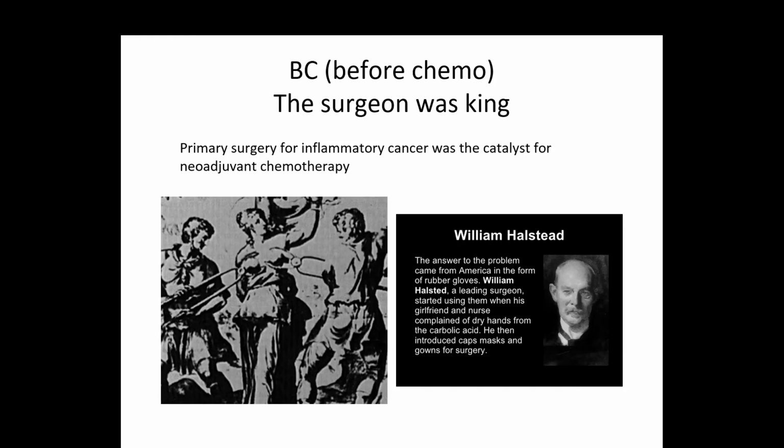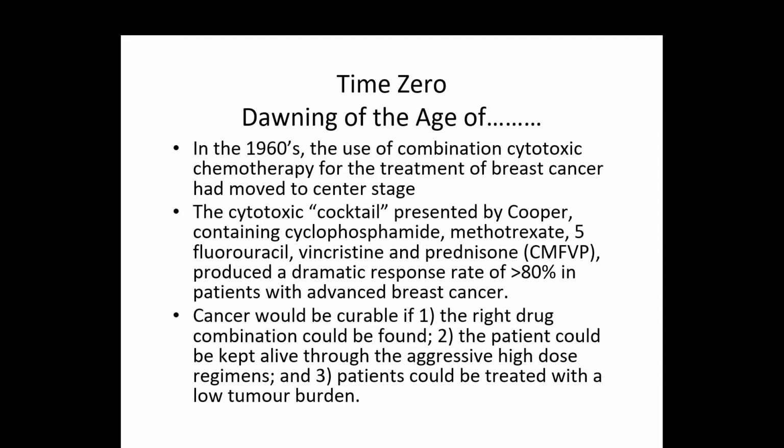I want to talk about the changes that happened in the 1950s. Up to that stage, surgery was primarily around the surgeon. Inflammatory cancer was the catalyst that changed neoadjuvant chemotherapy. And I think this is where we realized time zero in the 60s that the use of combination cytotoxic chemotherapies could treat breast cancer and move to central stage.